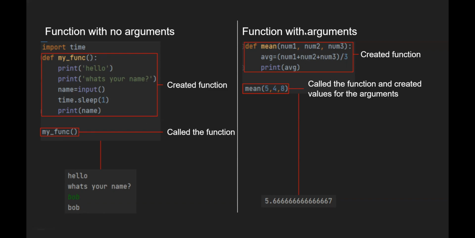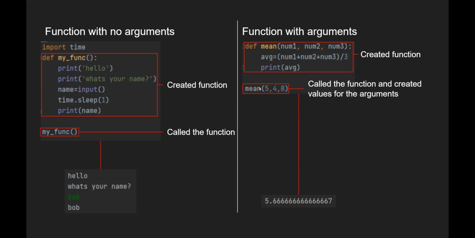So if you wanted to do a function with an argument, for example, here we called this mean. It takes in 3 numbers: number 1, number 2, and number 3. So we said average equals number 1 plus number 2 plus number 3 divided by 3. And then we print the average.